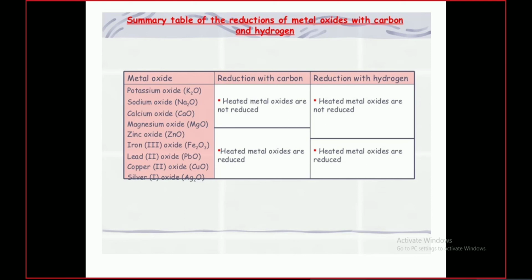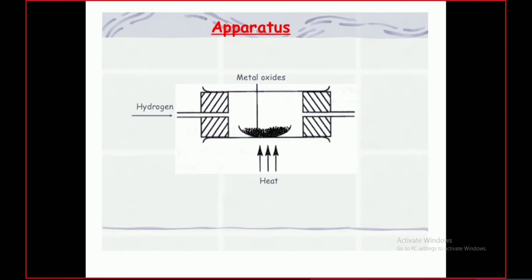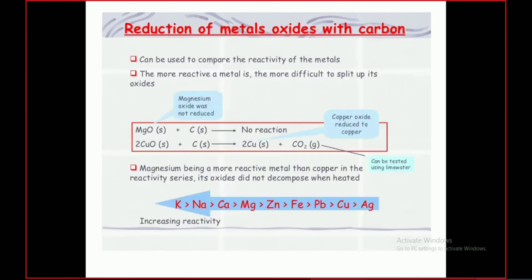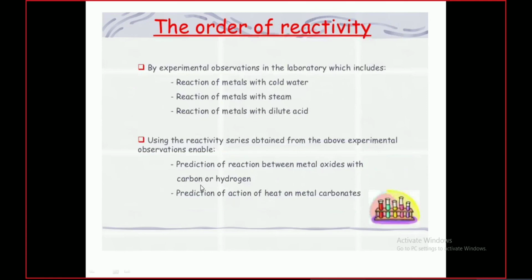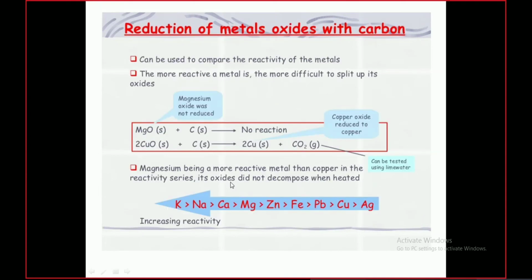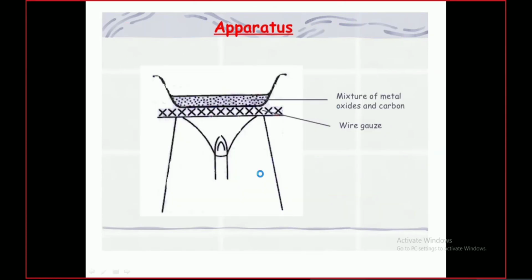We have discussed these two points. We have used the reactivity series to predict whether a metal oxide can be reduced with the help of carbon and hydrogen. We went through these reactions and examples: magnesium, being more reactive, cannot be reduced, and copper, which is a less reactive metal, can be reduced with carbon. And this was the apparatus. This is the importance of this reaction.